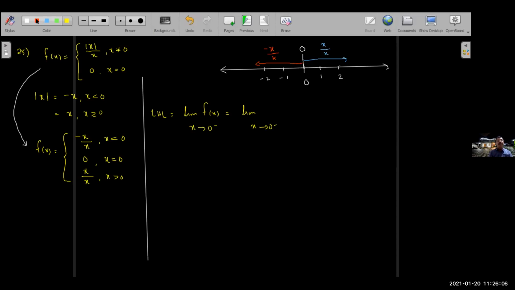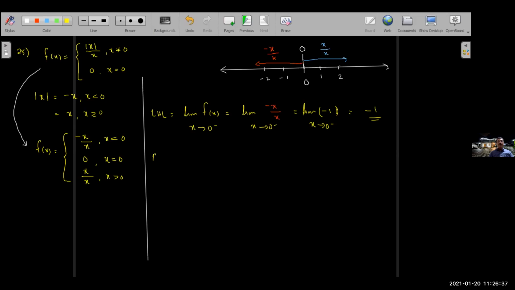See, this is minus x by x. Don't put minus 0 by 0. It is 0 by 0 form, we can simplify it. x tends to 0 minus. If you're simplifying it, what do we get? Minus 1. So it is minus 1. There is no x here, minus 1. If it is 0 by 0 form, we need to simplify it.